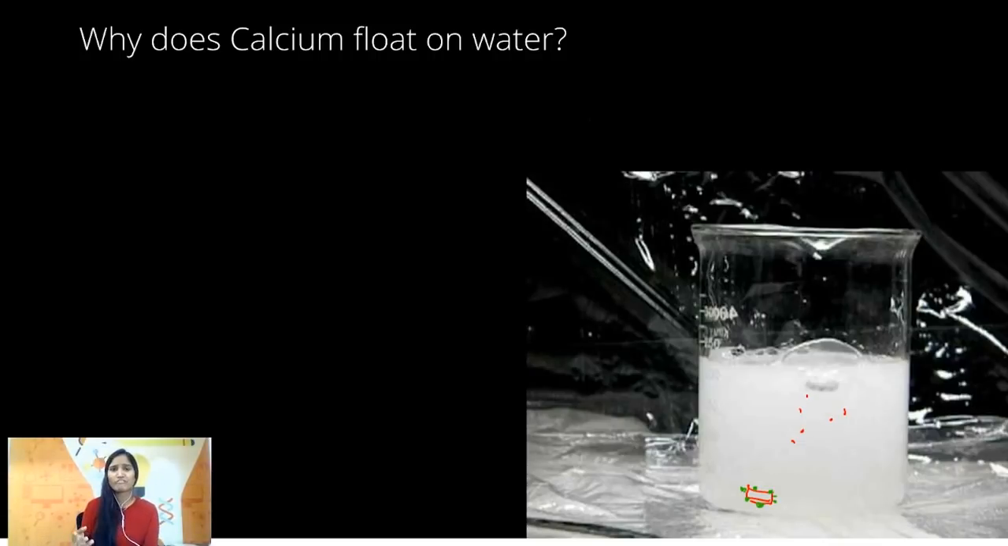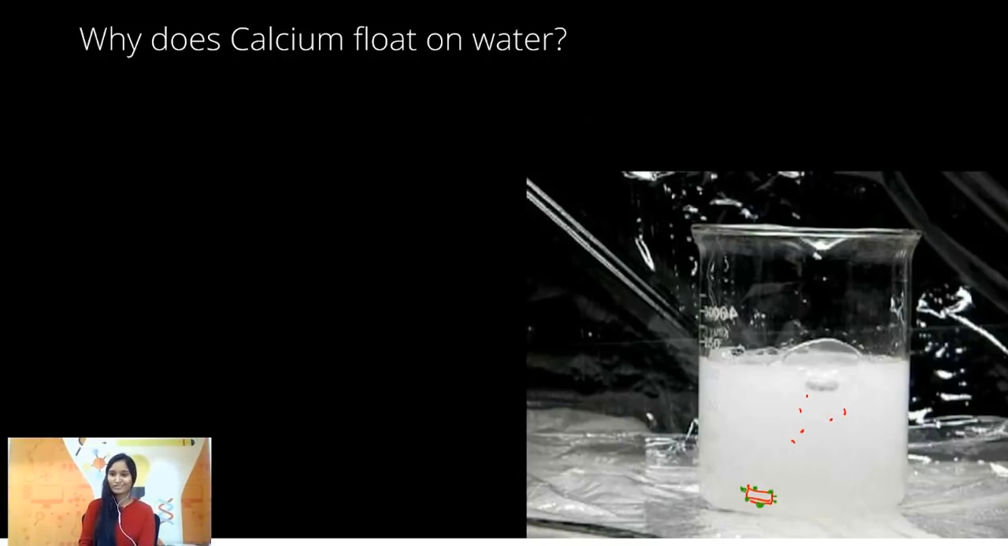Commonly, when we add maybe an ice cube to a beaker of water, it floats. And we all know the reason behind it. Anomalous expansion, because it has less density, it floats. We just throw a stone or a pebble into water, it sinks, because it has high density. Is the same reason applied here also? Why does calcium float on water? Because it has less density than water.